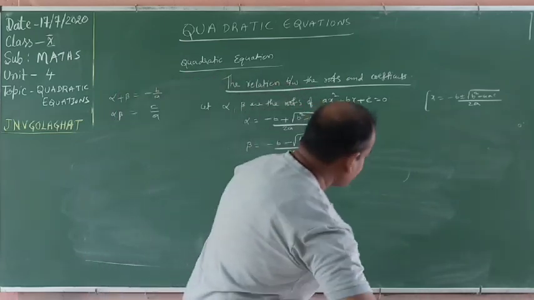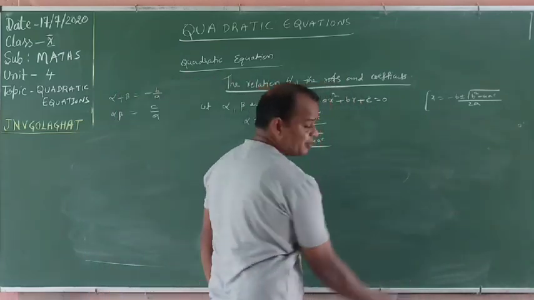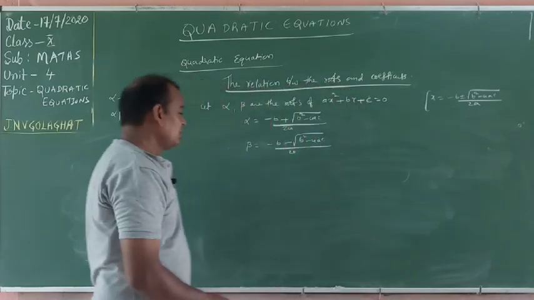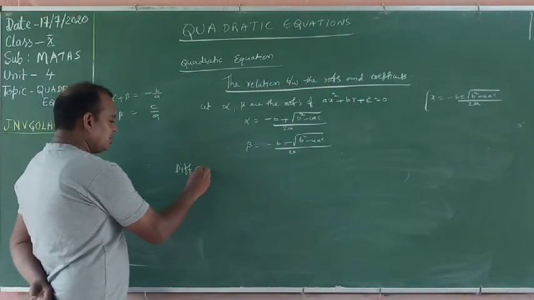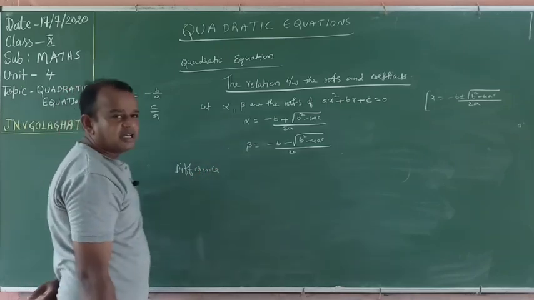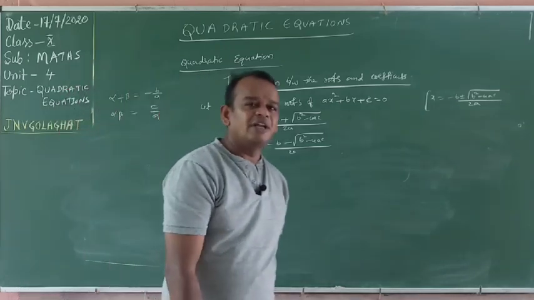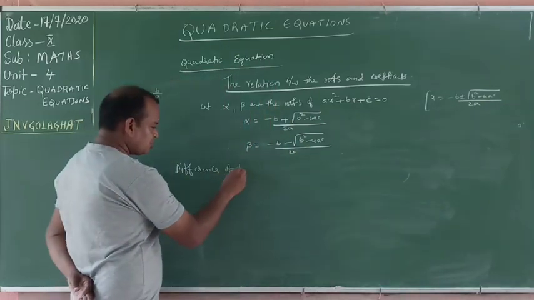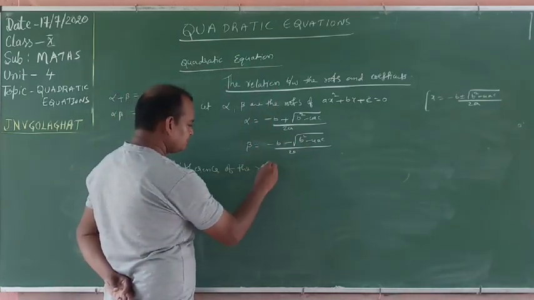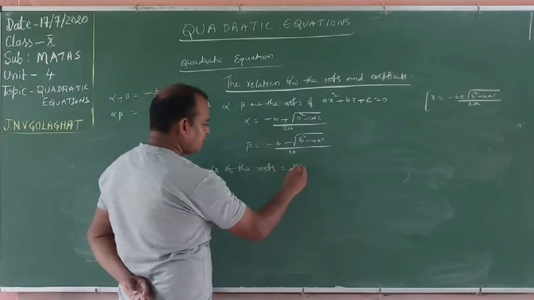The difference of the roots must include alpha minus beta. How to find alpha minus beta? Now the difference is very, very important. By using this formula, from the examination point of view, so many questions will come. Okay, the difference of the roots is equal to alpha minus beta.